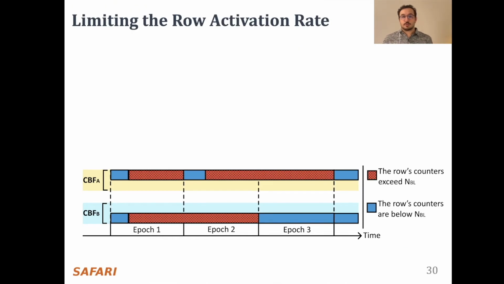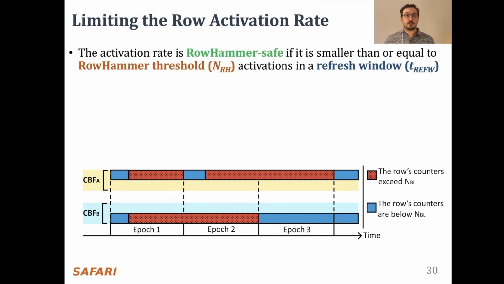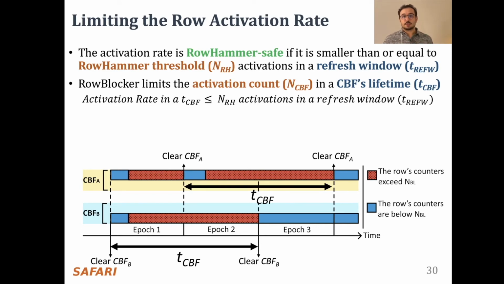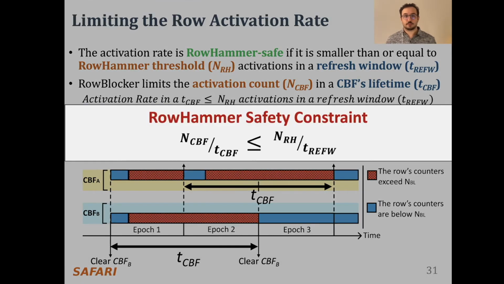Now, to ensure RowHammer safe operation, RowBlocker limits the activation rate of blacklisted rows to a RowHammer safe level. Now we need to define what the RowHammer safe level is. An activation rate is RowHammer safe if it is smaller than the ratio of the RowHammer threshold to the refresh window. RowBlocker ensures this activation rate within the lifetime of each quantum balloon filter TCBF, which is bounded by clear operations. Therefore, we write the RowHammer safe condition as the activation rate in a TCBF being smaller than or equal to NRH row activations per TRFW refresh window. And we denote the number of activations in a TCBF as NCBF, and we derive the shown constraints for RowHammer safety.